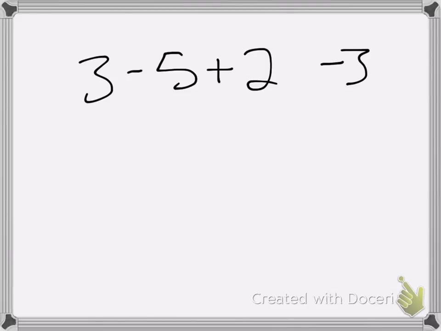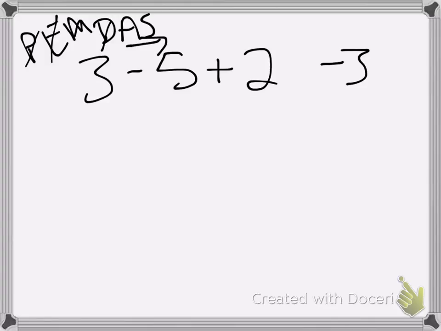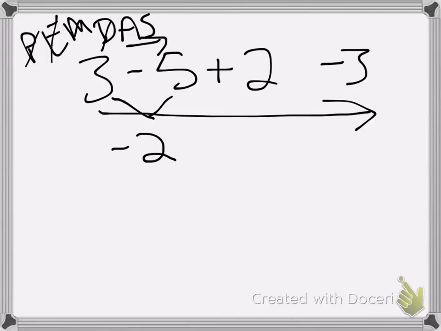Alright, so PEMDAS. I would always write PEMDAS at the top. Does it have parentheses? No. Does it have exponents? No. So we're down to multiplication and division. Don't see that. So now addition, subtraction, we always go left to right. So I'm going to start here and go here. So I have to do 3 minus 5. 3 minus 5 is negative 2.